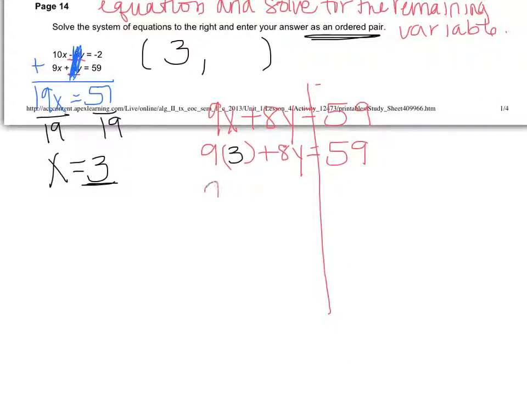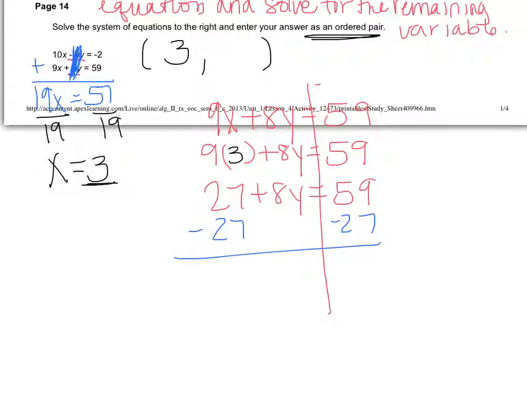9 times 3 is 27, so 27 plus 8y equals 59. And I'm going to subtract 27 from both sides. So I end up with 8y equals 59 minus 27, which is 32.